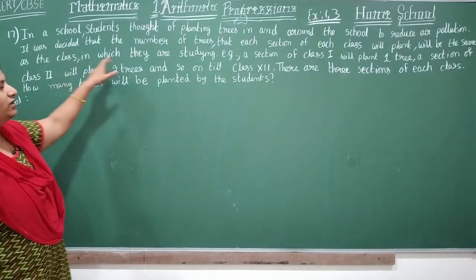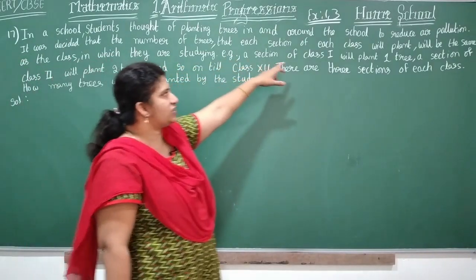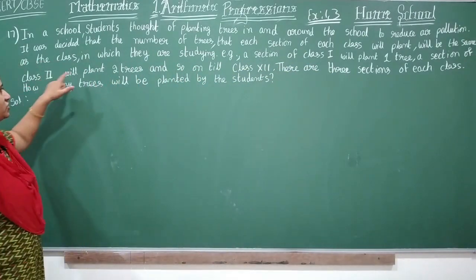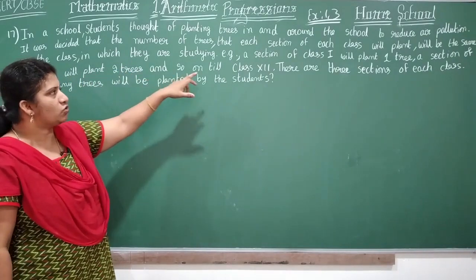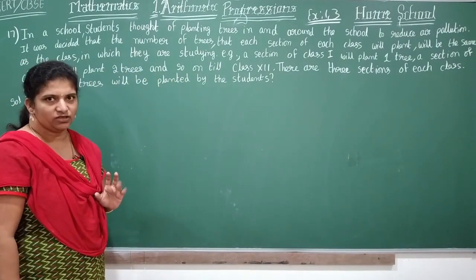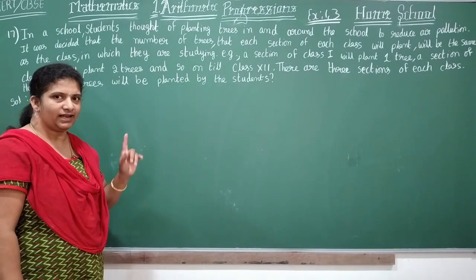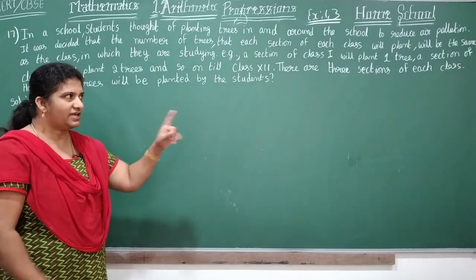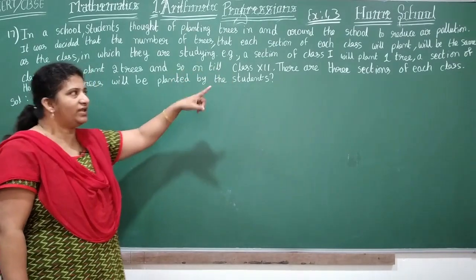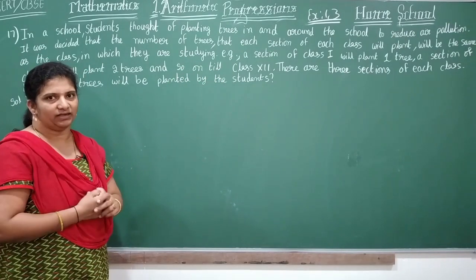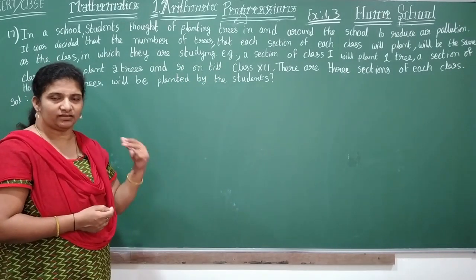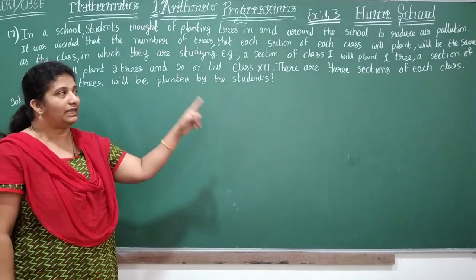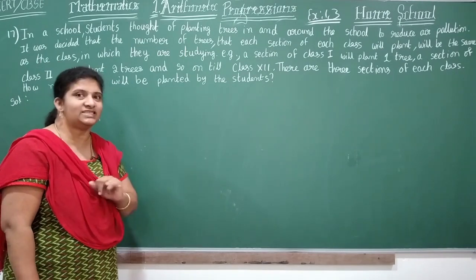Suppose, for example, a section of class 1 will plant 1 tree. A section of class 2 will plant 2 trees, and so on till class 12. So how many classes are there here? Class 1 to class 12. There are 3 sections of each class. Up to here, if we read, we feel that the first class plants 1, the second plants 2, the third class plants 3, like this we decide. But no, there is still something here. There are 3 sections for each class.